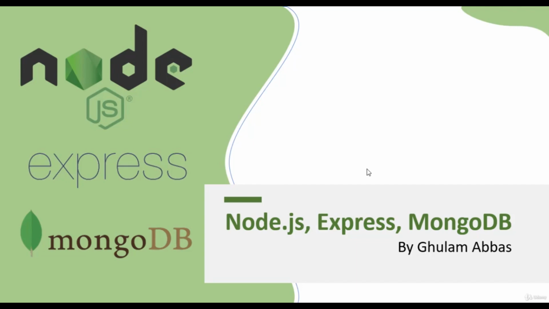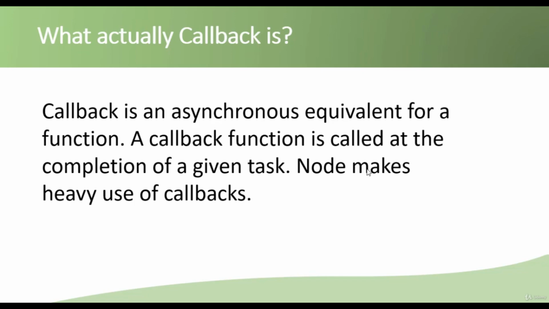Okay, so first of all, let's see what callbacks are. So a callback is an asynchronous equivalent for a function. A callback function is called at the completion of a given task. Node makes heavy use of callbacks. Okay, so a callback is just like a function that we use in JavaScript, but it is passed as an argument. Okay, so whenever we perform a task, when that task is completed, this callback function automatically gets executed, and Node.js uses callbacks heavily. Why?